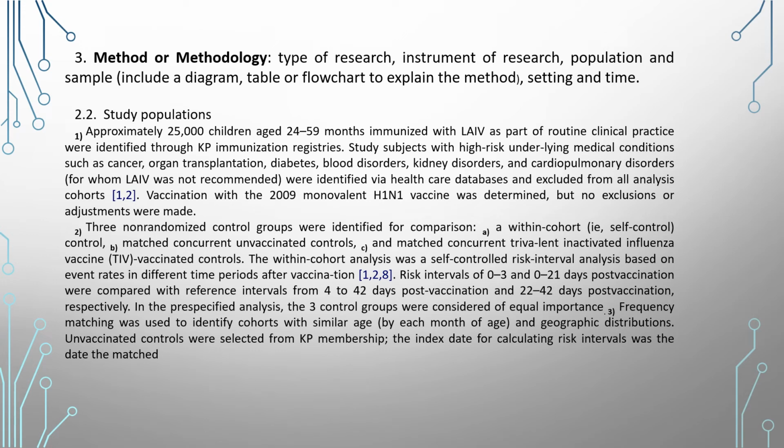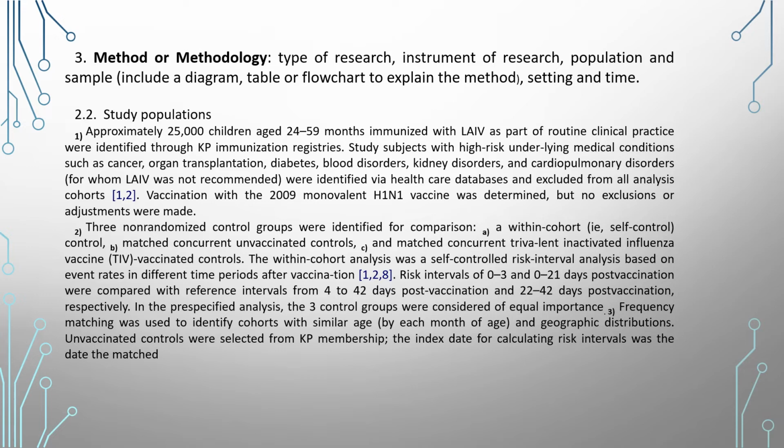Now, in the method or methodology section, commonly a research article will present the type of the research, the instrument used in conducting the research, and then the population and sample, including a diagram, table, or flow chart to explain the method, and also the time or place where the research was conducted. Here is the example.